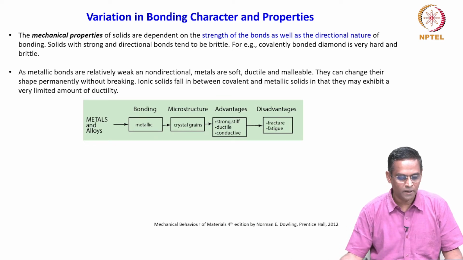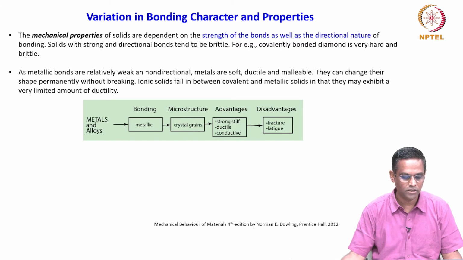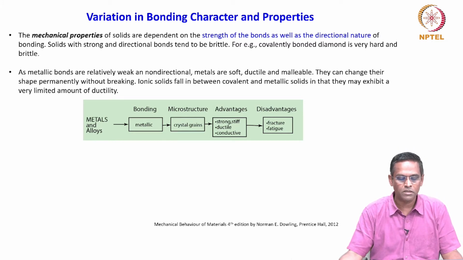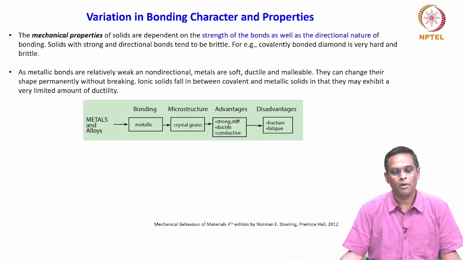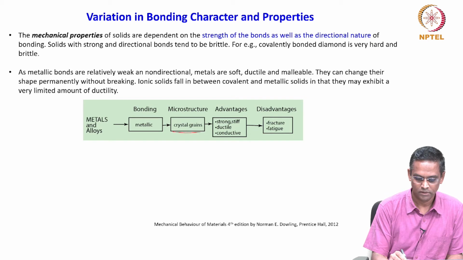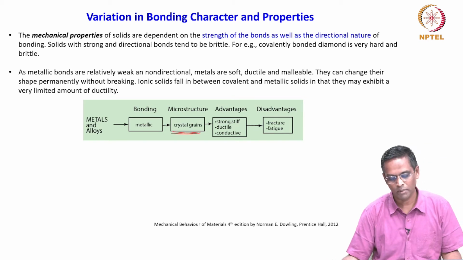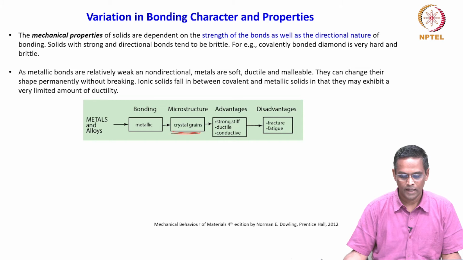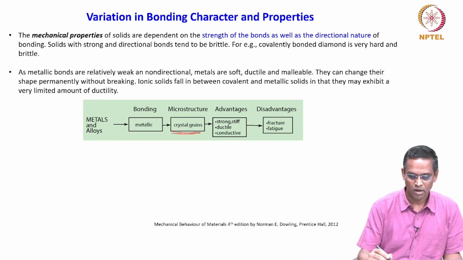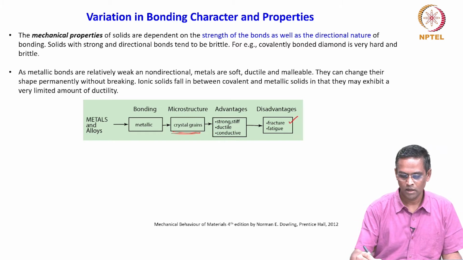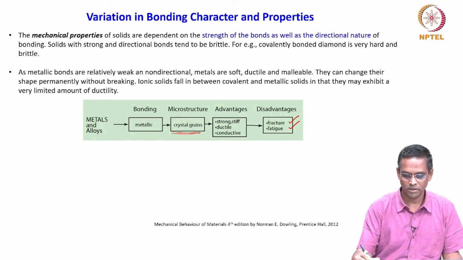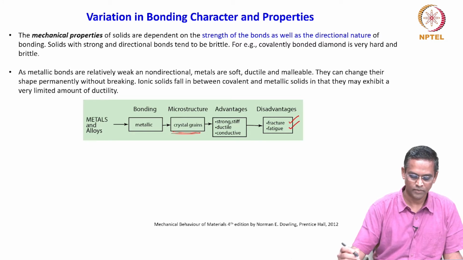So, now we will see some examples. Suppose you take metals and alloys, they exhibit metallic bonding, and most of them are polycrystalline. The microstructure consists of crystal grains, and the advantages are that they are very strong, stiff, ductile and conductive. Disadvantages: they may not have very good fracture and fatigue properties, that could be a limitation.